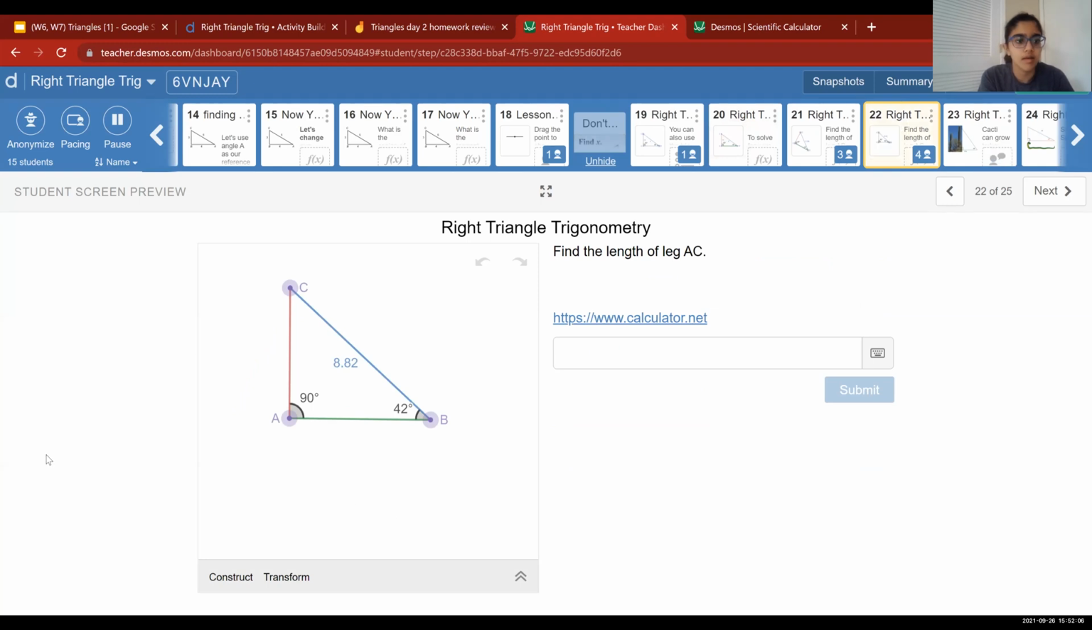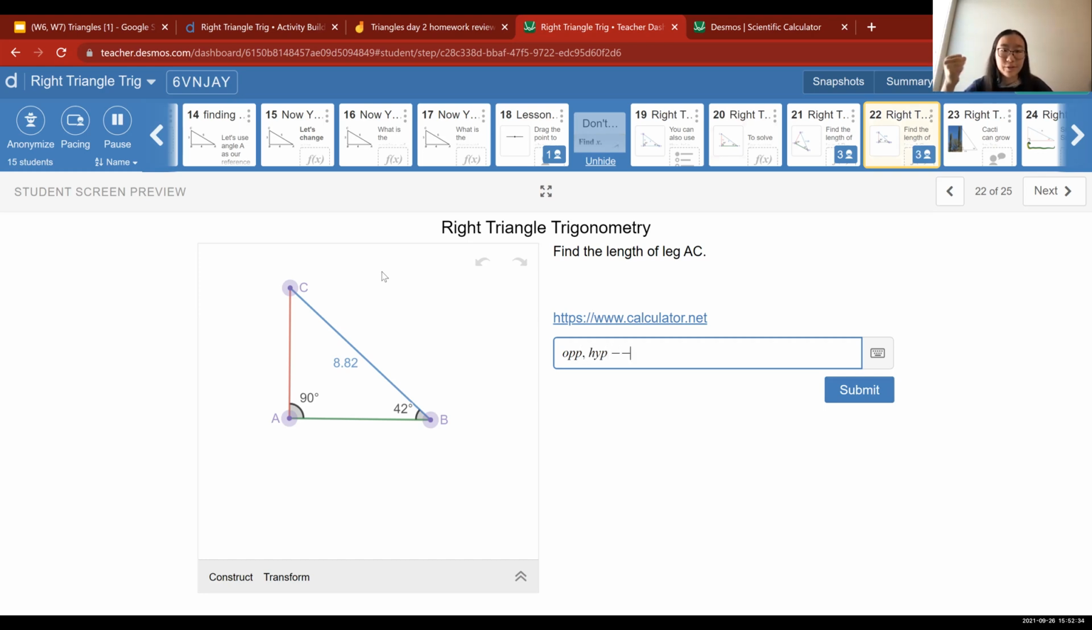Okay, so for number 22, I guess I could take a turn explaining this one. We're trying to find the length of leg AC. The reference angle we're given is angle B, which is 42 degrees. So we need to figure out what AC is in relation to angle B, and it is the opposite side. Now what do we know? We know the length of the hypotenuse, and we're trying to find the length of the opposite side.